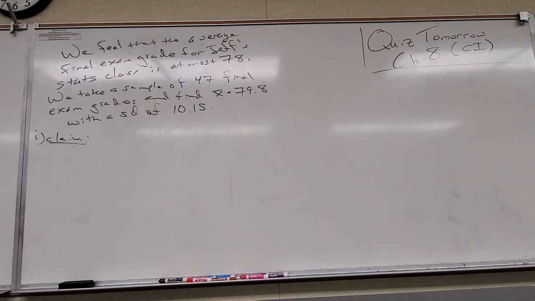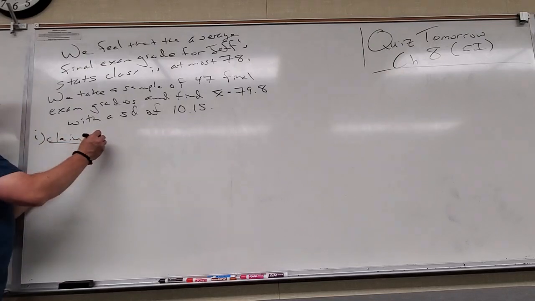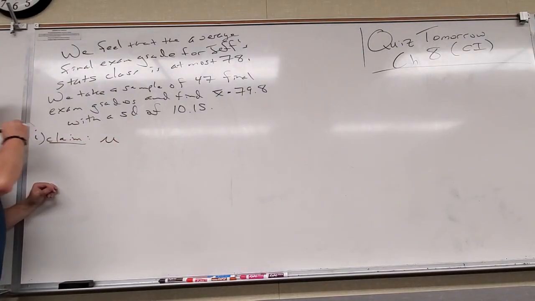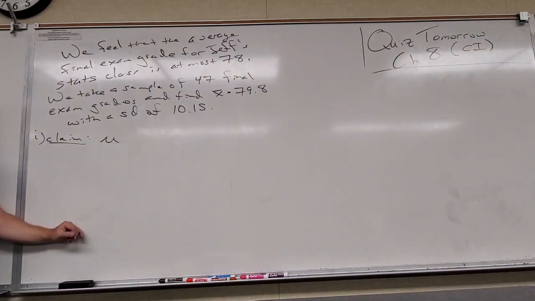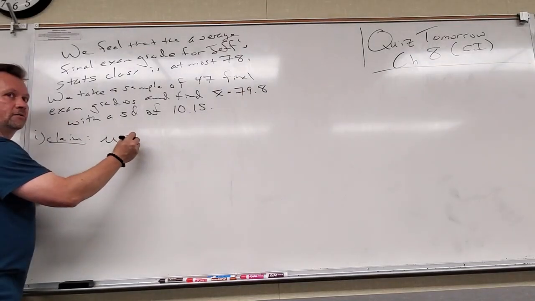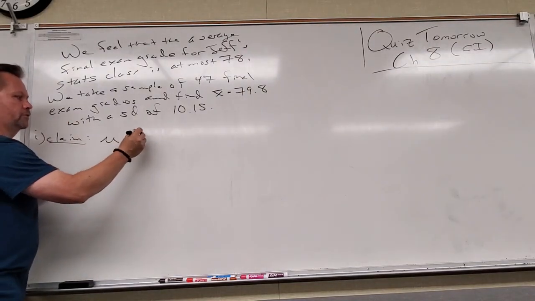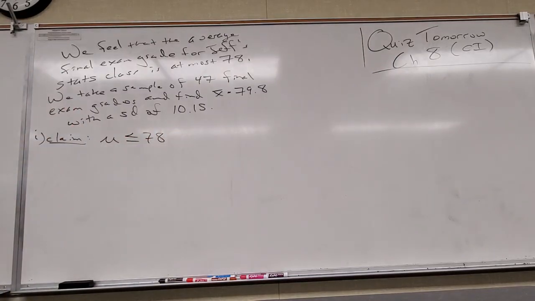In Mathish. So in English, what's the claim? You always look for words like claim, or feel, or believe. That's somebody's claim that they're making. So what's the claim? It's at most 78. How would I write that in Mathish? My brain's telling me it's less than. Good, your brain is right. Less than 78, or equal to. That's at most 78.